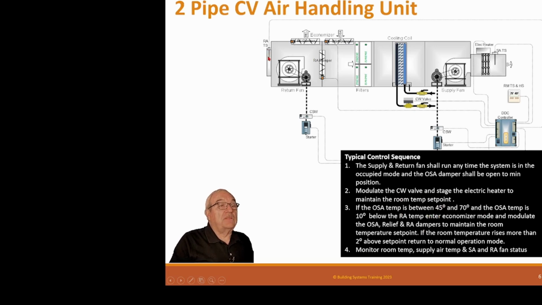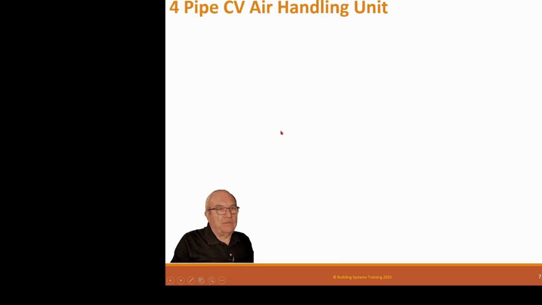These are dry bulb economizers since it doesn't have anything but a return temperature. So I forgot to mention that. These are just temperature sensors. We don't know what the enthalpy is, so we can't be using an enthalpy economizer. This is a dry bulb economizer. Monitor the room temperature, supply air temperature, supply and return air fan status, and of course you can monitor return air temperature. Okay, so that's the basic sense of a 2-pipe constant volume air handling unit.